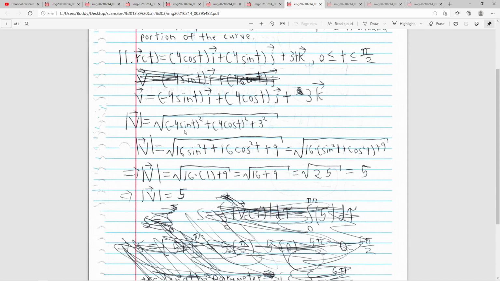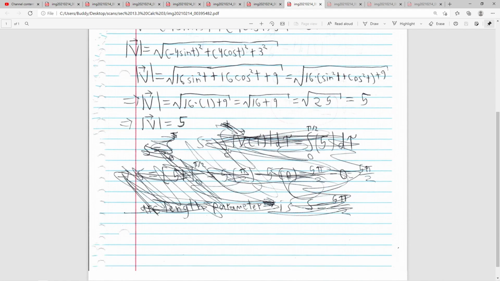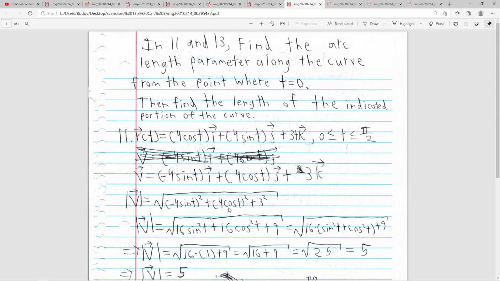Then the magnitude is like before, you've seen this. We distribute, so we have sine squared t plus cosine squared t, which becomes 1, so you have the square root of 25, which is equal to 5. And that's the magnitude of v. You can go through the process and show it.